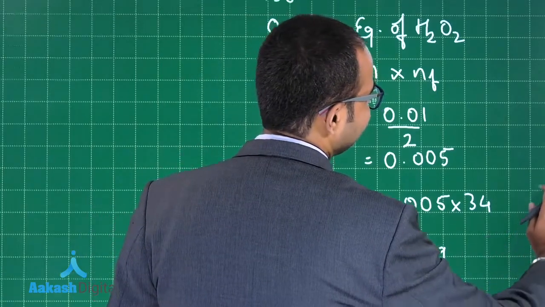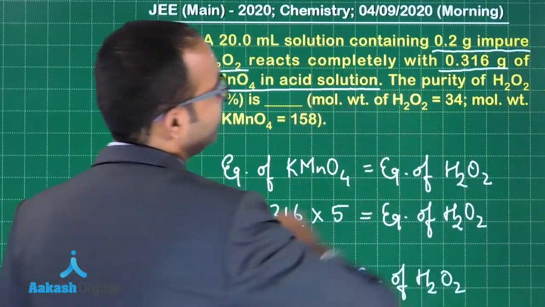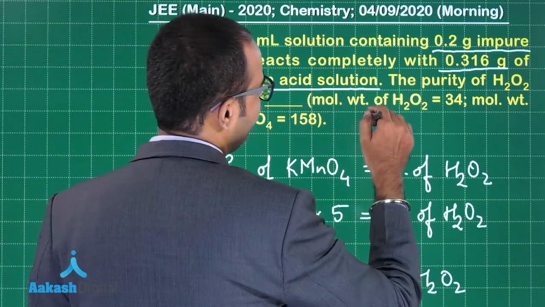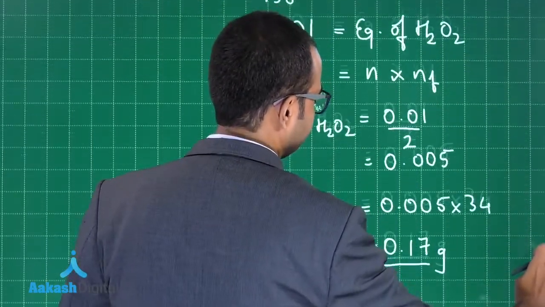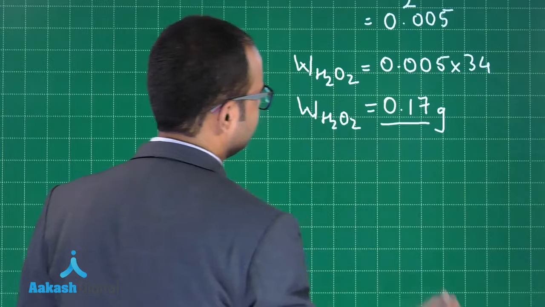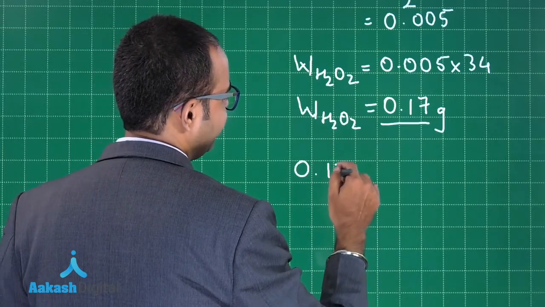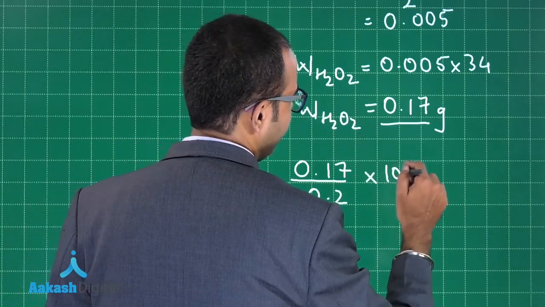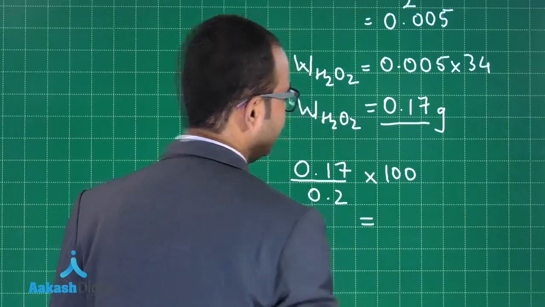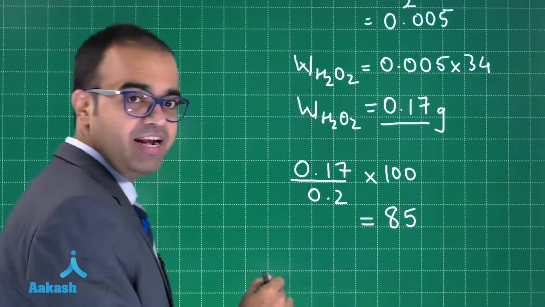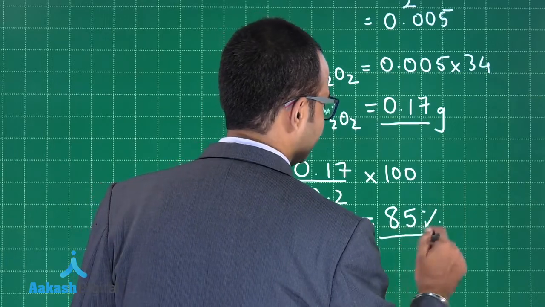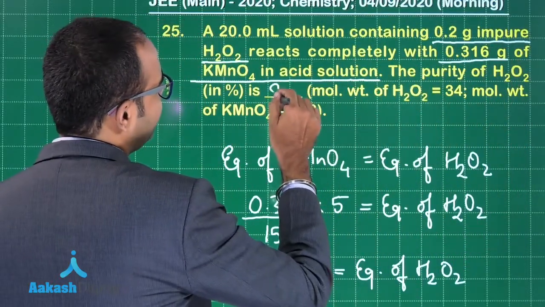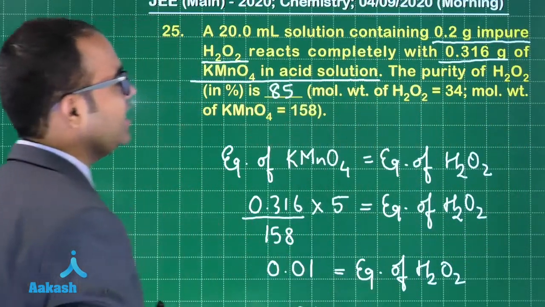And let us have the mass of the sample, guys. What is the mass of the sample? Mass of the sample is 0.2 grams. We have to calculate it in percentage. So how will we calculate the percentage? Let's see. 0.17 divided by 0.2 multiplied by 100. So this would be 85%, guys. Okay, that is our answer, guys. So that's our final question, guys, and the answer is 85.